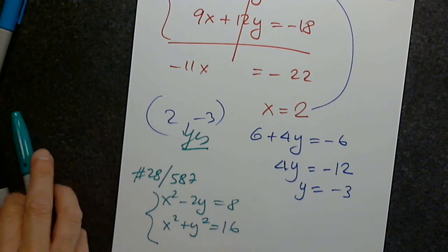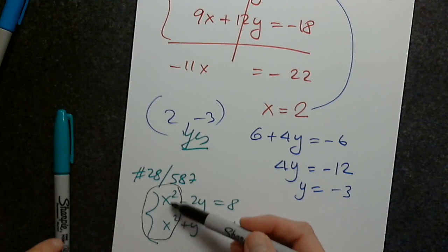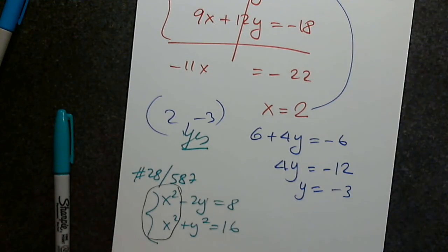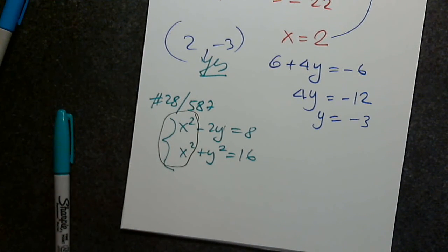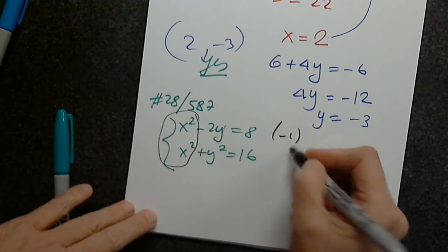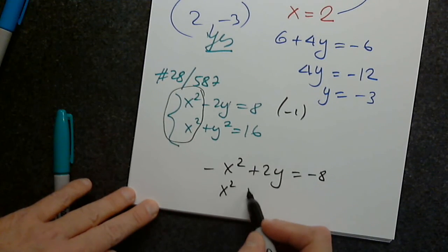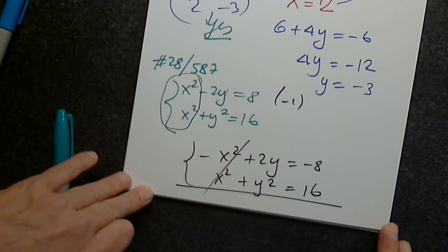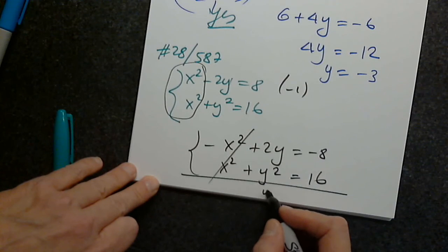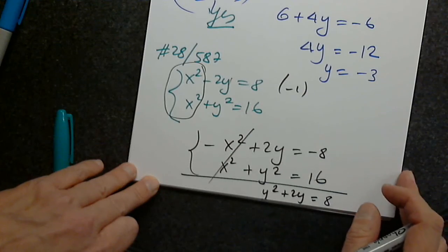Can I use substitution? Yes, but if I use elimination, I can only eliminate x because they are the same variables. But here I cannot eliminate y. If you want to, you can use substitution. But let's multiply. Which equation by what to eliminate x squared? The first by negative 1, I agree. So negative x squared plus 2y equals negative 8, and x squared plus y squared equals 16. According to plan, that goes away. And now the new equation is y squared plus 2y, you cannot combine them, equals 8.